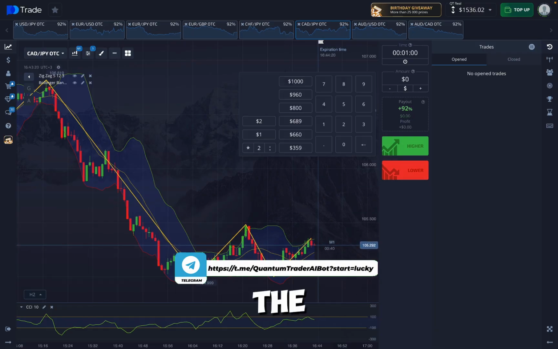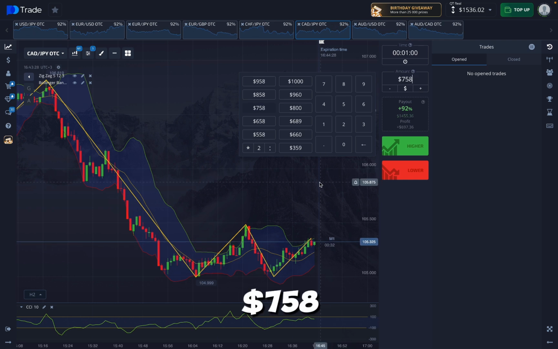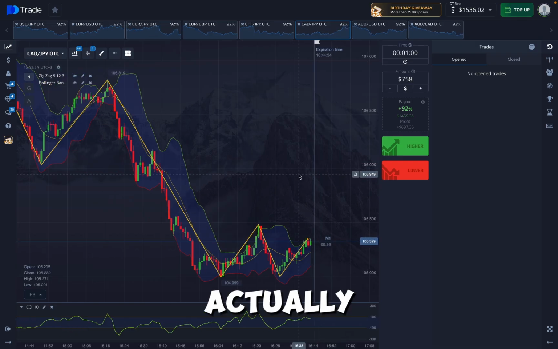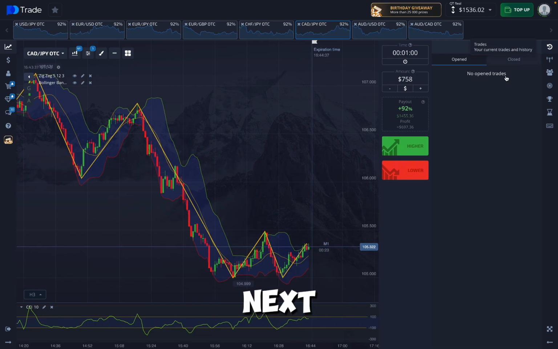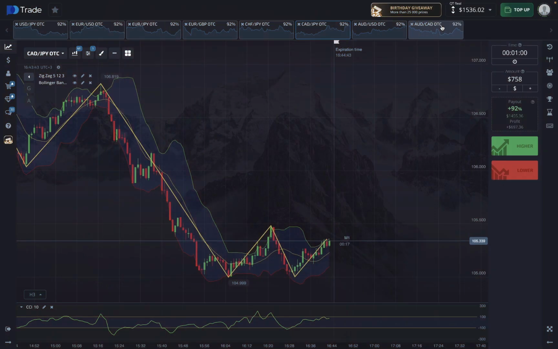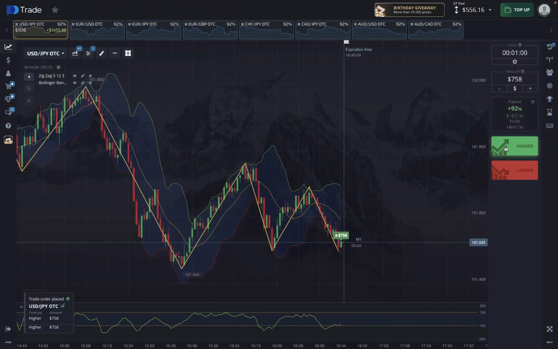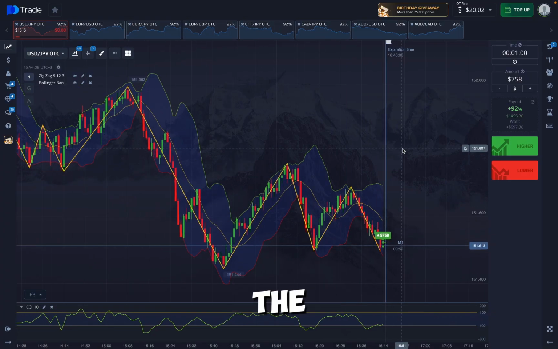Actually, let's change the amount of the value of the trade. I will put $758, and I will open trades for the full amount of my balance. Actually, let's continue and pick up the next currency pair. I will try to open 2 trades on the rise. And let's open 2 trades on the upside here.